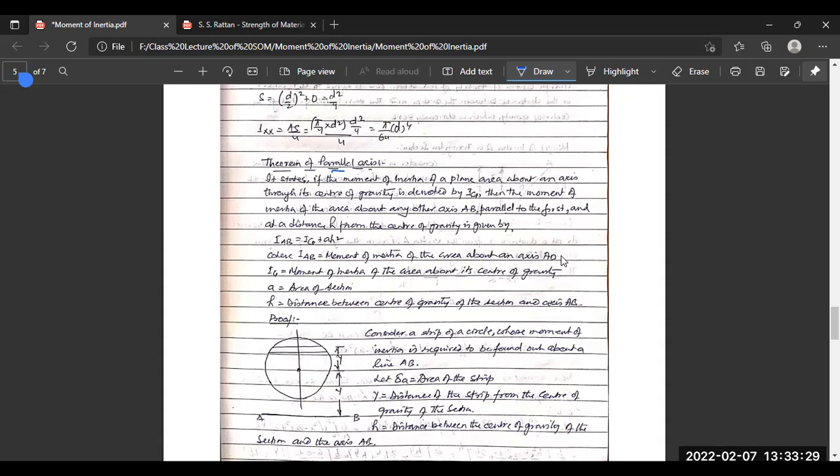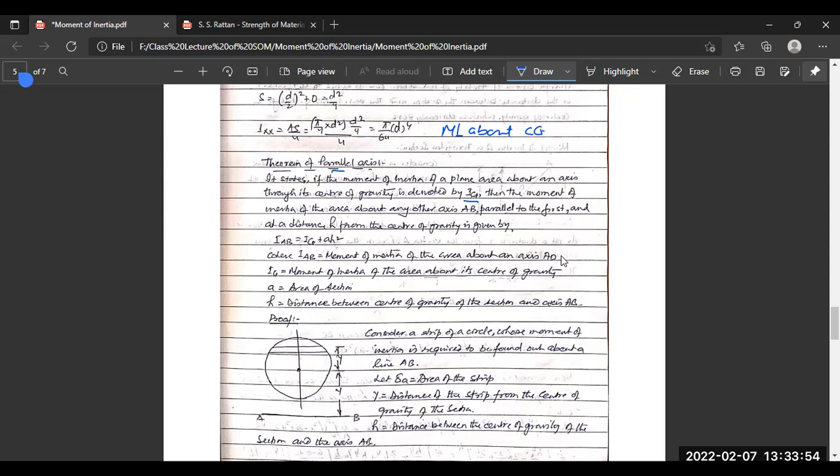For a plane area, whatever it may be, circle, square or any type of area, we are supposed to know its moment of inertia about an axis through the CG, and you have to know it is denoted by IG, the moment of inertia about the center of gravity.